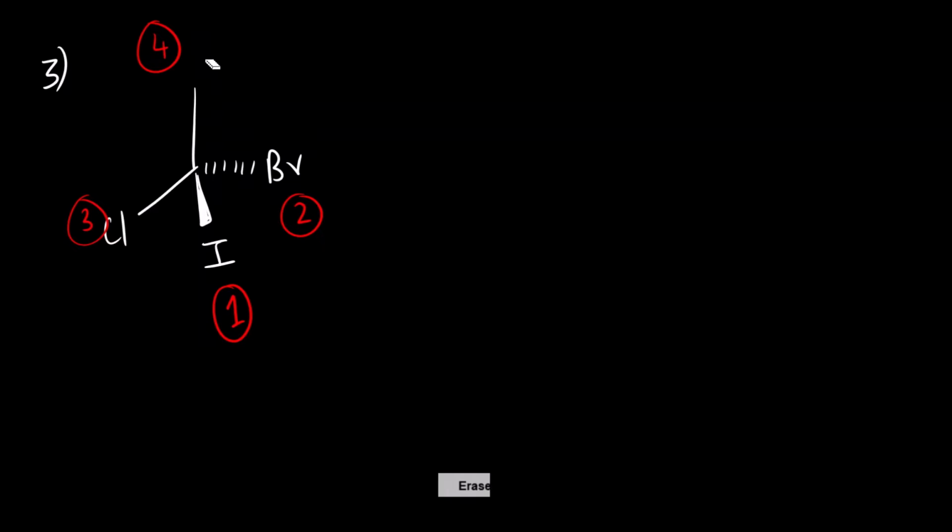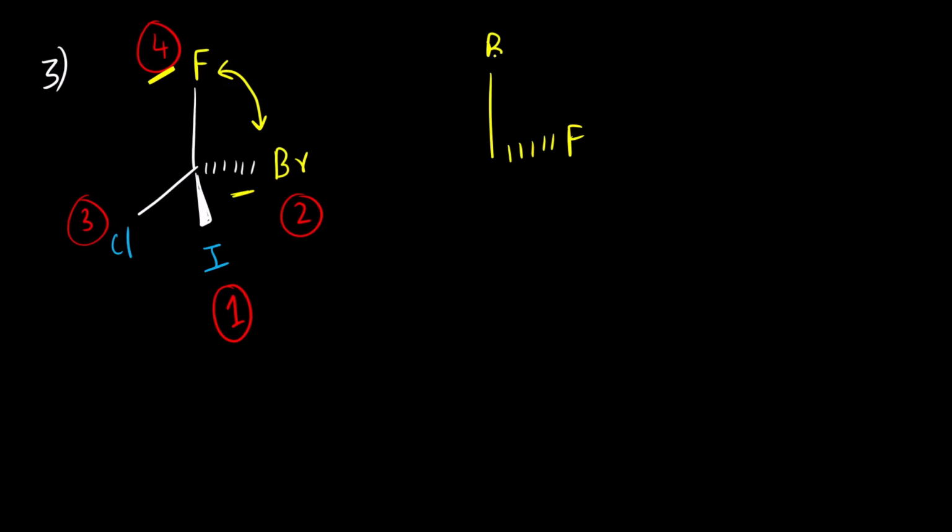Let me change the color of this. Fluorine, bromine, chlorine, and iodine. So the first change I will be doing is, I will interchange fluorine and bromine. I have to bring the fourth priority group to the dash bond. So here fluorine will be coming, and here bromine. So we have done one change. We have to do an even number of changes, so we have to change one more time.